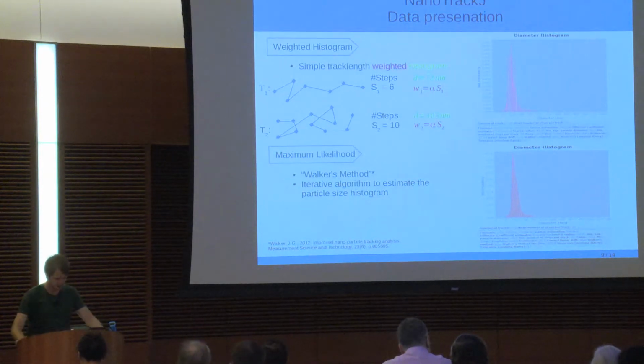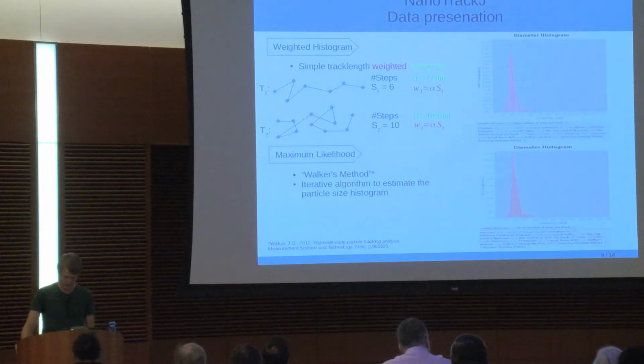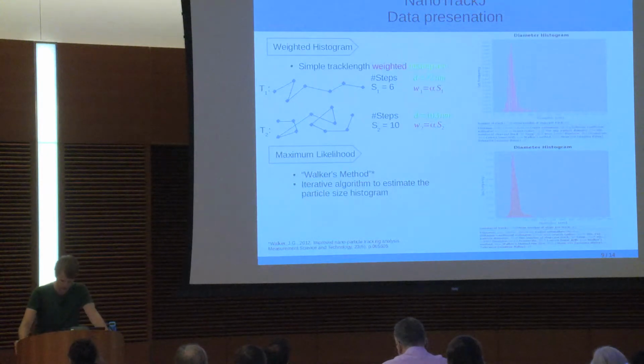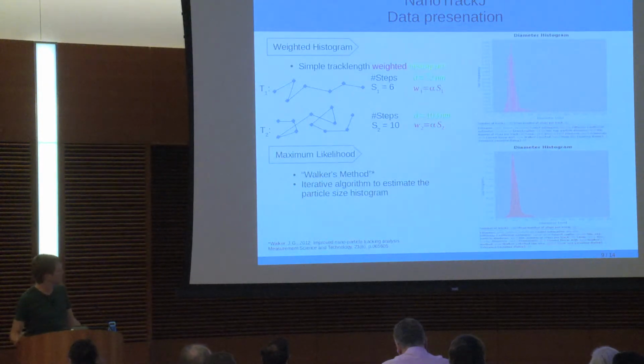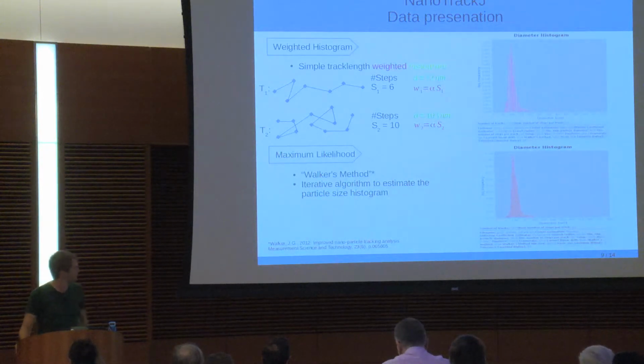The next step is the data presentation, and NanoTrack provides two methods. The first is a simple track length weighted histogram, and an alternative method is a maximum likelihood histogram. This maximum likelihood procedure estimates the particle size distribution in an iterative way, and this leads to a very clean size distribution, as in the lower figure on the right side. This is our preferred way to estimate the size distribution, but just because it looks nicer.